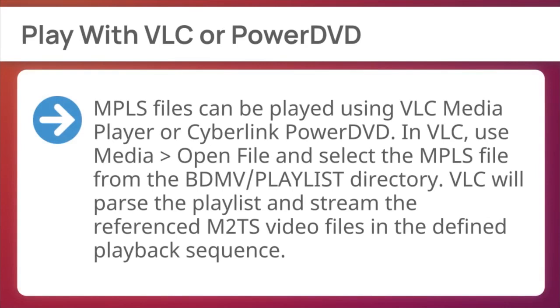In VLC, use Media, Open File, and select the MPLS file from the BDMV playlist directory. VLC will parse the playlist and stream the referenced M2TS video files in the defined playback sequence.